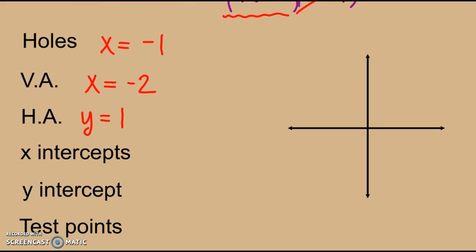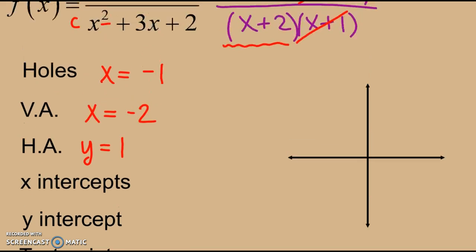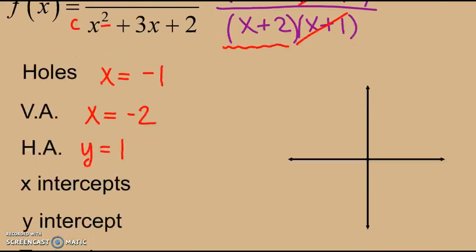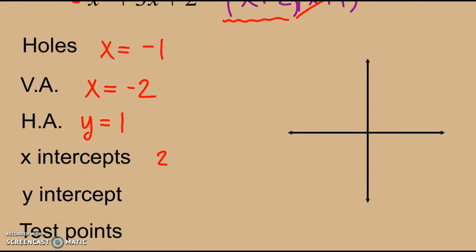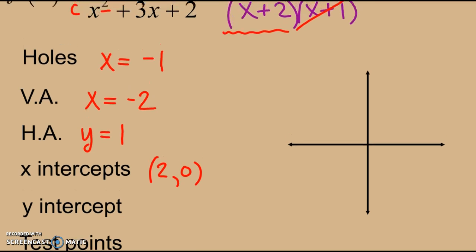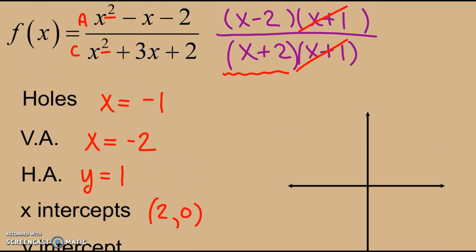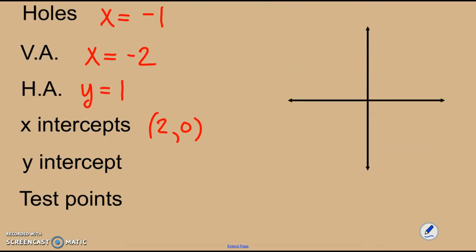X-intercepts. The x-intercept is going to be when the numerator is 0. And so the numerator is going to be 0 at 2. How come we couldn't use -1? Because there's a hole there. Okay. Y-intercept. The y-intercept is going to be where x is 0. So if I put a 0 in there and a 0 in there, I'm going to have -2 over 2, which is -1. It's going to be (0, -1).